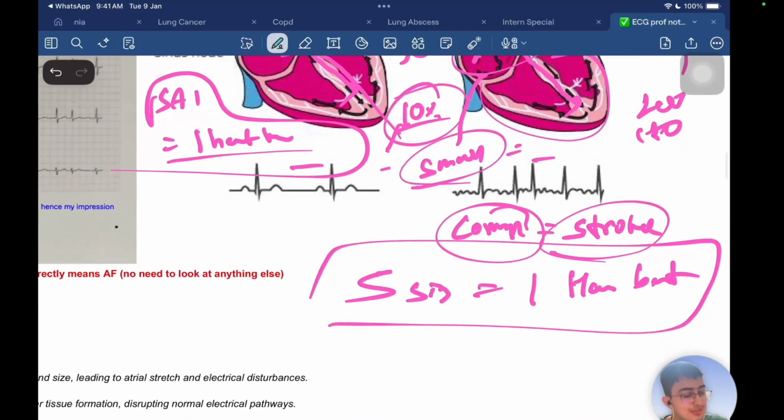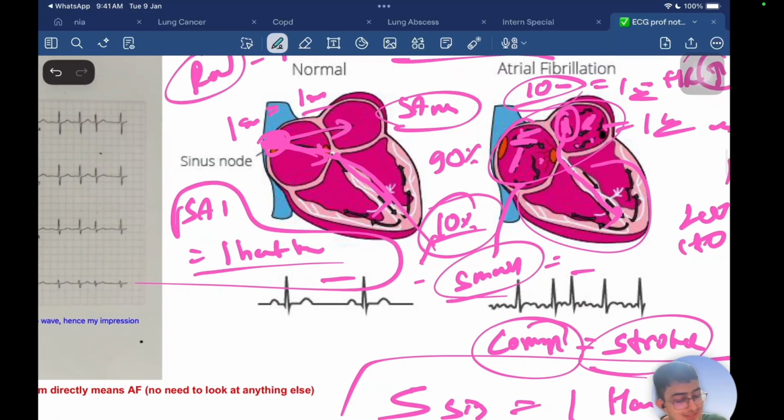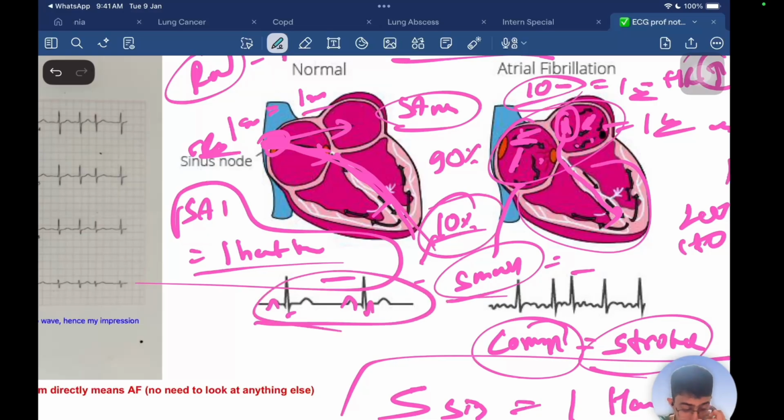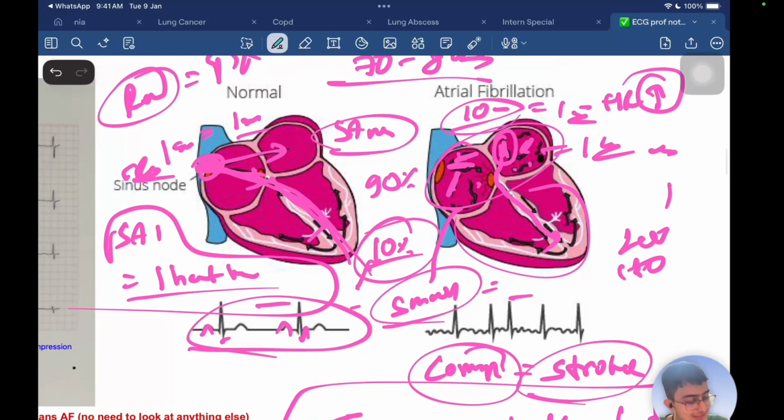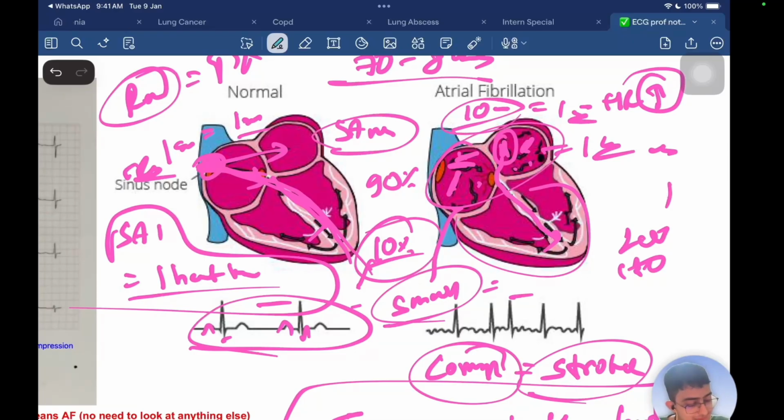I'm telling you this because previously there was one signal, one atrial contraction, one ventricular contraction, so one P wave, one R wave, one P wave, one R, and it was regular. Okay, but in this case, the R waves, or the R wave, is ventricular contraction.